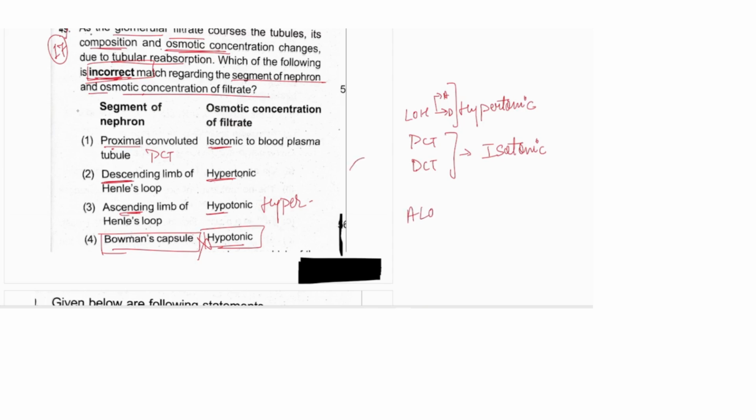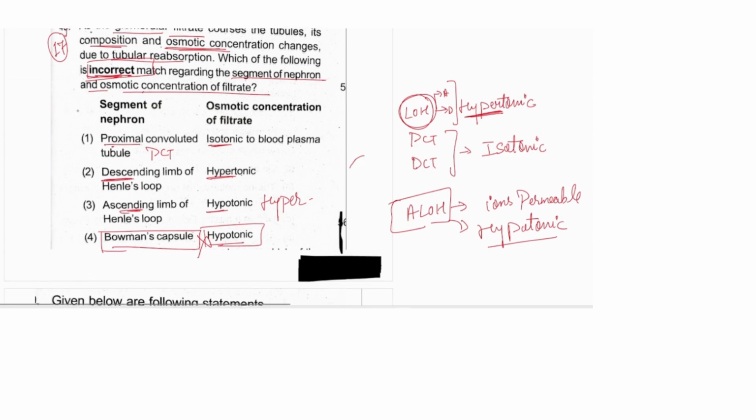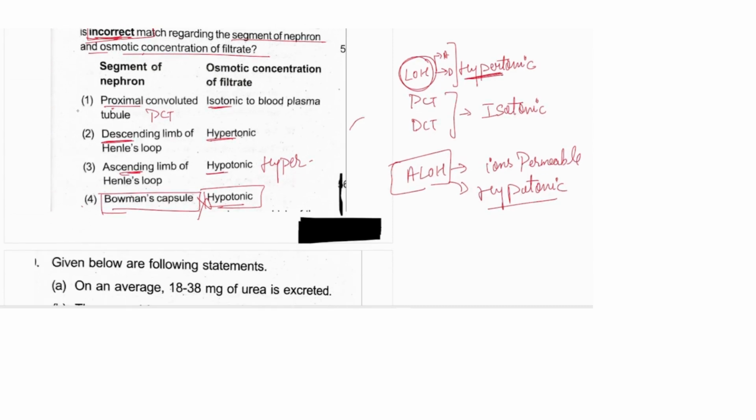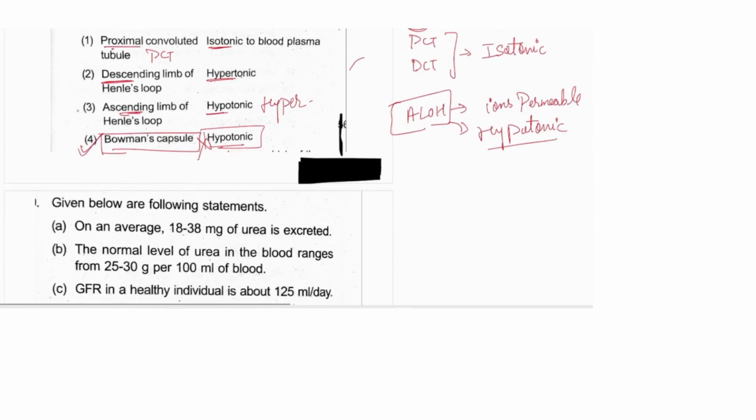From the ascending loop of Henle, ions were going outside. Ions were permeable. So on the basis of that information, we can call the ascending loop of Henle hypotonic. But together, we will call the loop of Henle hypertonic. So this would be the fourth option.